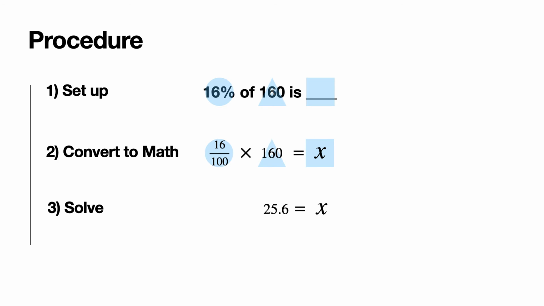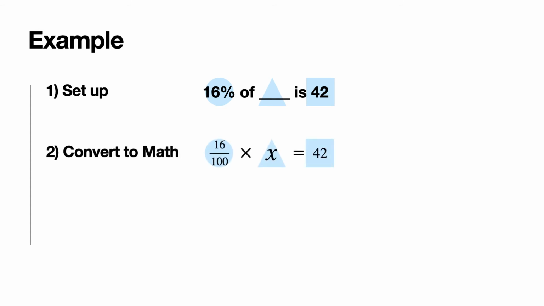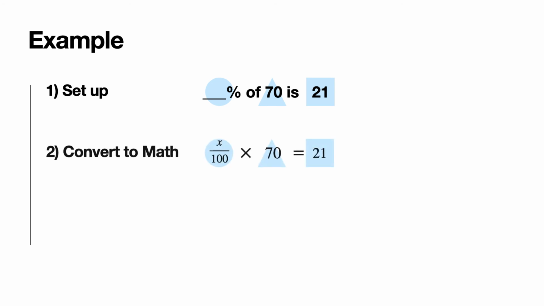In the next type of problem, the triangle is going to be missing. Same procedure. Solve. In the next kind of problem, the circle is going to be missing. Same procedure.